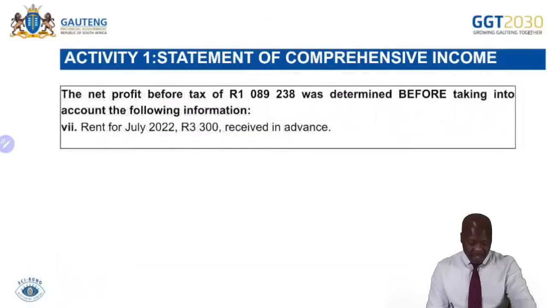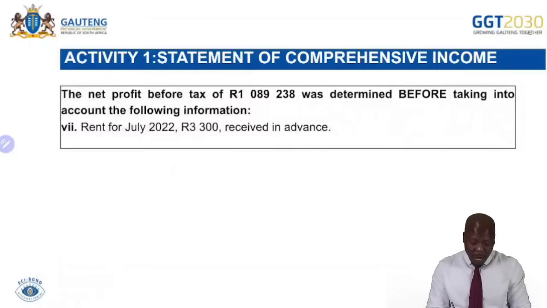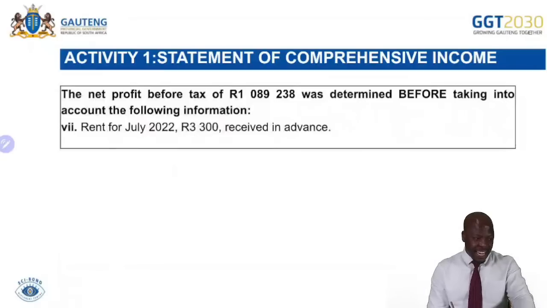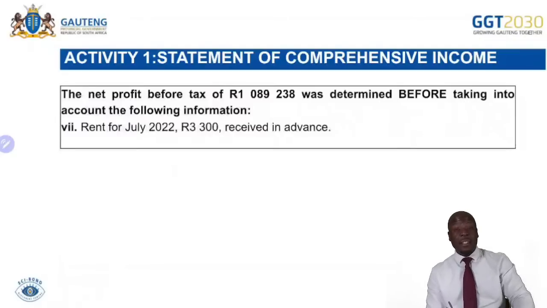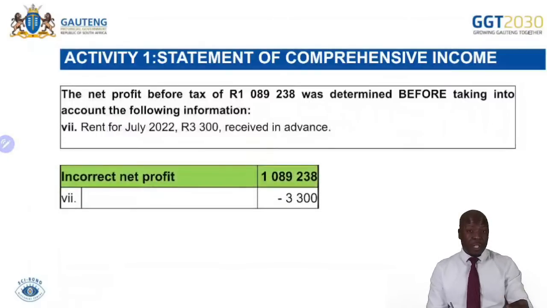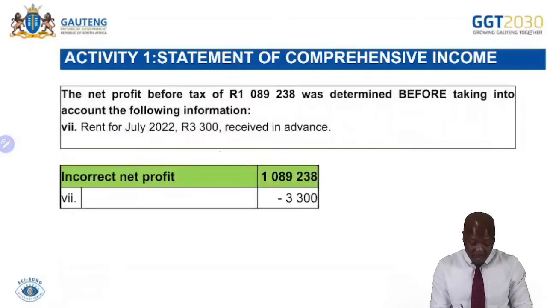Next adjustment, dear learners. It reads, rent for July, 3,300, was received in advance. When we have rent received in advance, what does that mean? It means our profits were overstated. We recorded more because we have 3,300 which was received in advance.